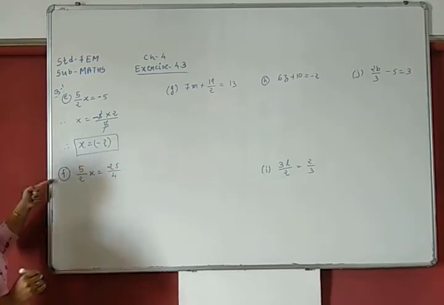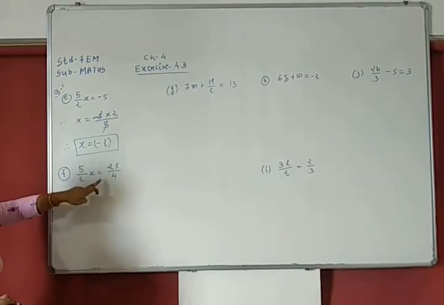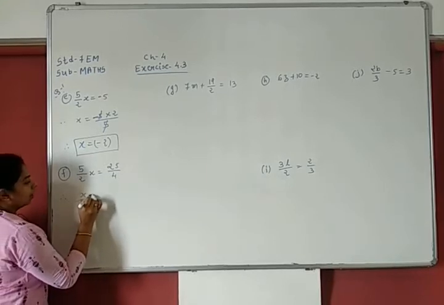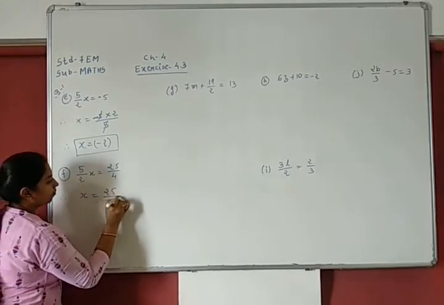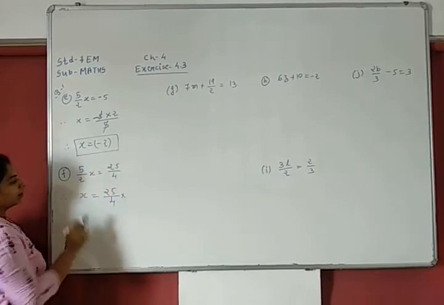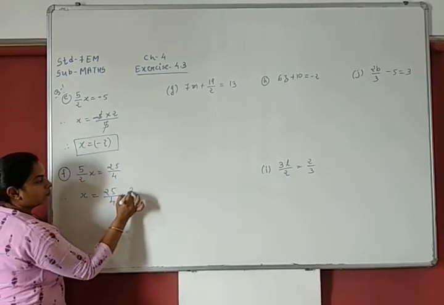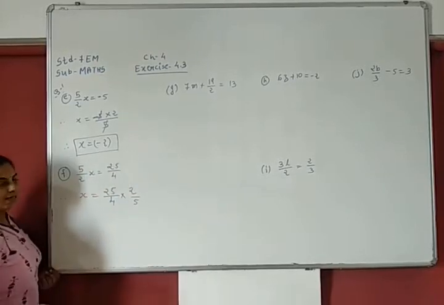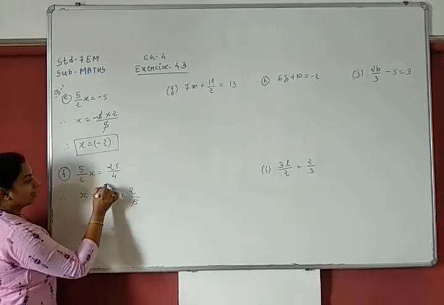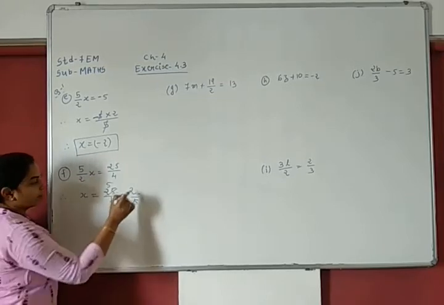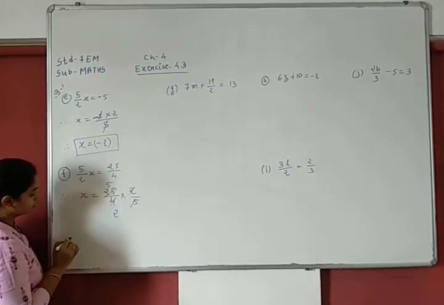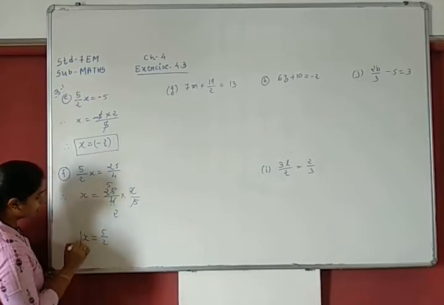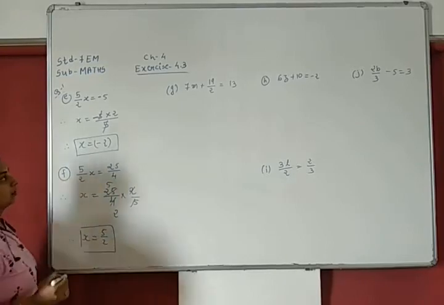Next, F. 5 by 2x equals 25 by 4. Same procedure. x equals 25 by 4 as it is. Now what will we do? This 2 will go in the numerator, 5 will go in the denominator. Clear? Now 5 5s are 25 and 2 2s are 4. So the value of x is 5 by 2. Next, G.